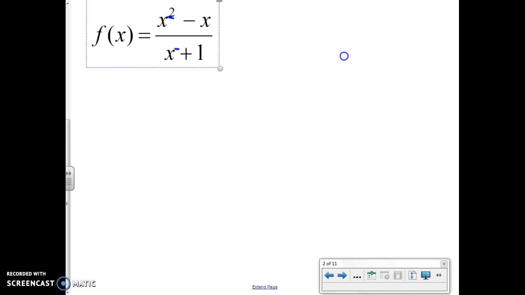So that means I need to take the numerator divided by denominator. You can do long division. Or in this case, because this is just a linear denominator, I can do synthetic.